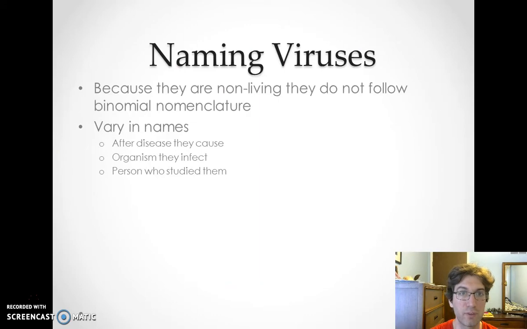And naming them is next. Organisms went with Carl Linnaeus's binomial nomenclature. Here, viruses are not living. They are non-living entities, so we do not use binomial nomenclature for them. So names will vary based on the type of disease they cause, who discovered them, or even the organisms they infect.